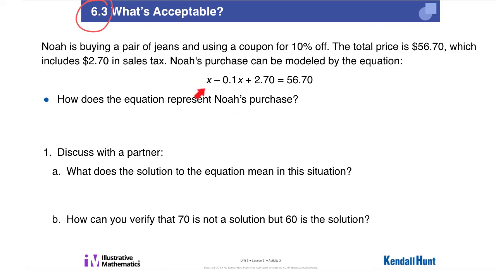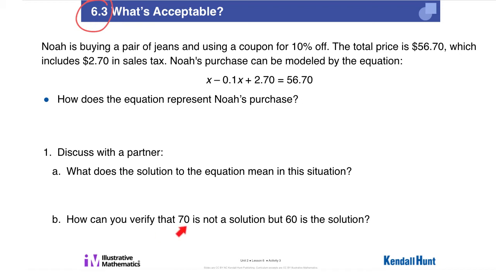This is the original price of the jeans, x. We're going to subtract 10% of x. So there's our coupon for 10% off. We're subtracting 10% of the original price, adding on our sales tax, and that's how we end up with the total price. The solution to the equation would be finding out whatever x equals right there. And x would end up being the original price for the jeans.